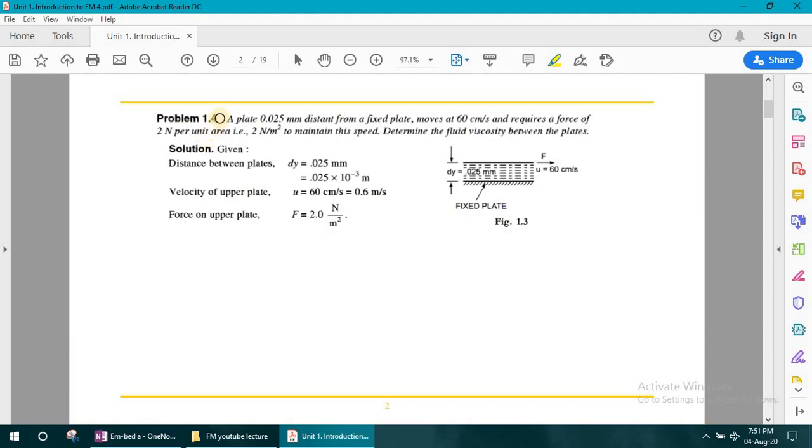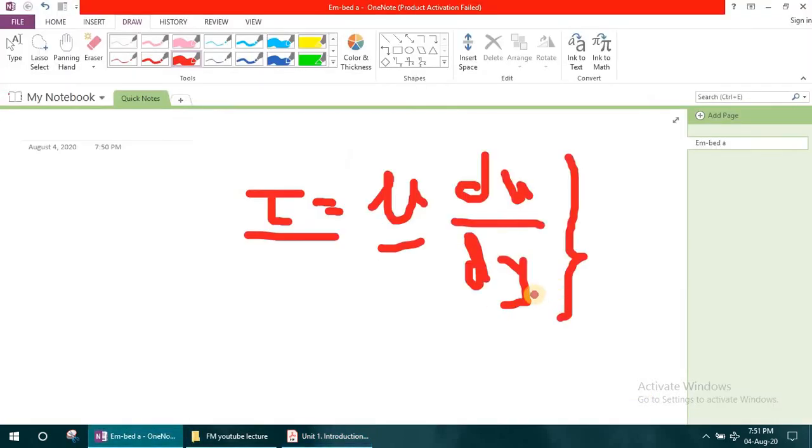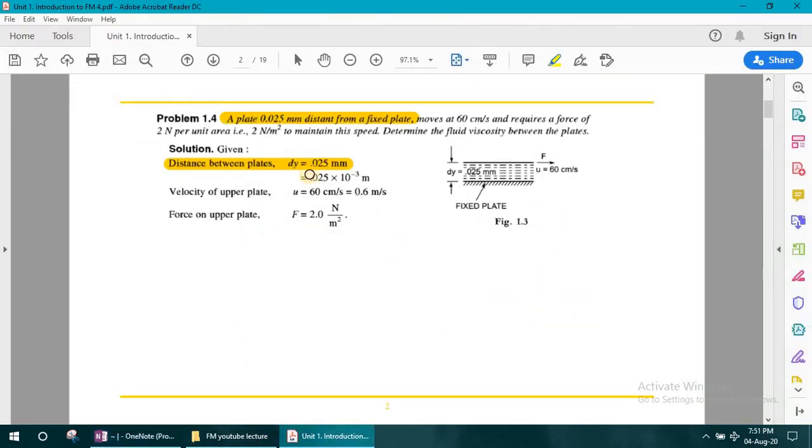So now let's read problem number 1. A plate of 0.025 mm distance from a fixed plate. In this problem you can see the distance between the plates is given, that is dy. In this formula I have explained that dy is the difference between two layers or plates. This is the difference in the velocity, this is viscosity, and this is shear stress. So the distance between the two plates, dy, is given as 0.025 mm.